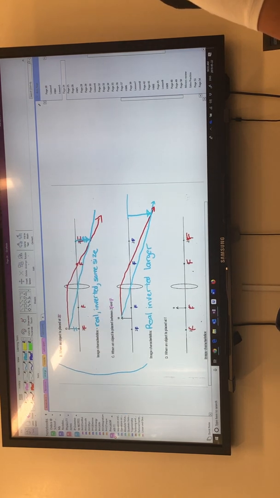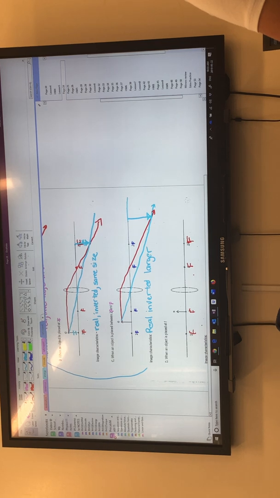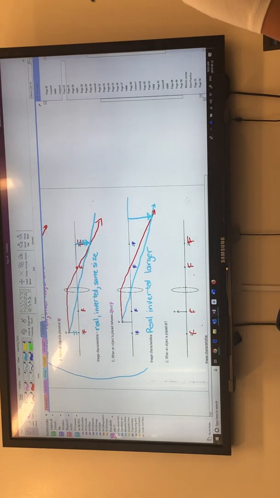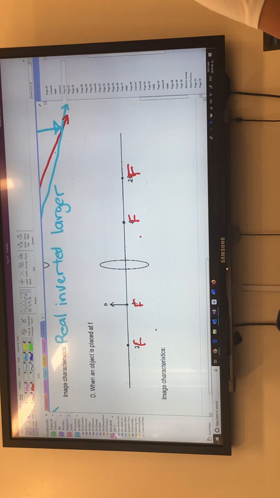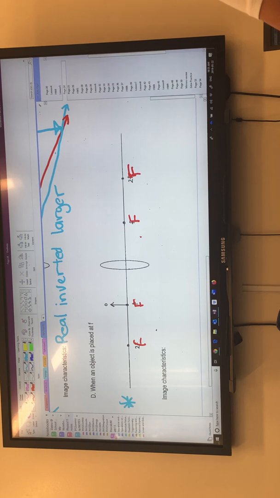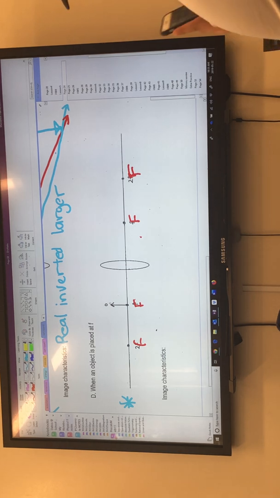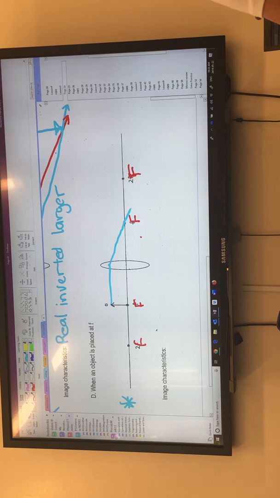So again, one of these three is one of the three lens questions. One mark for the diagram, one mark for the three correct words. This next one is the second of the three lenses. So what do I do here? I go in parallel and through F. Okay, then I go straight through the middle.